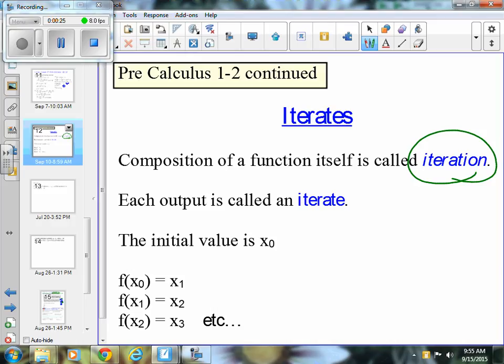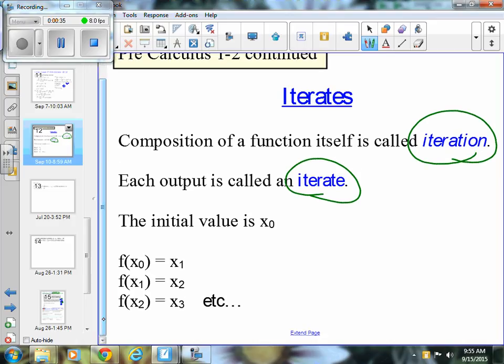It's called iteration. Every output then, every answer you get when you do that, is called an iterate. So that's the word that you'll see for that. So we use the same function over and over again. So where do we start? Well, you start with something called an initial value, or an x with the little subscript 0.